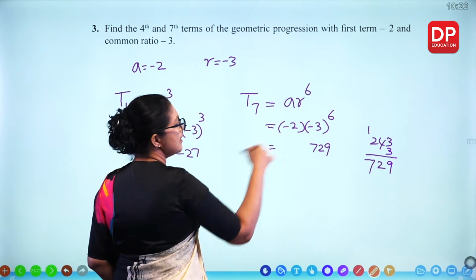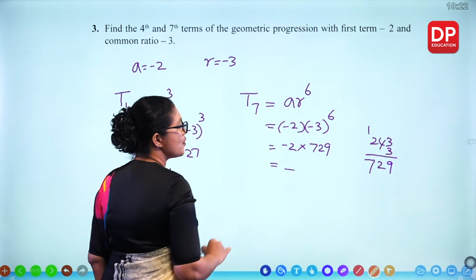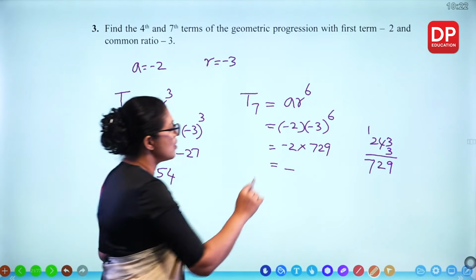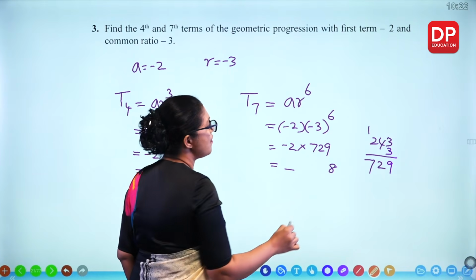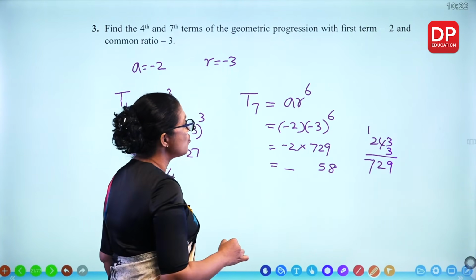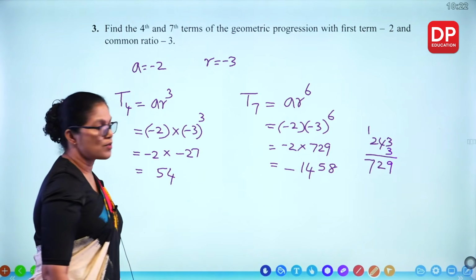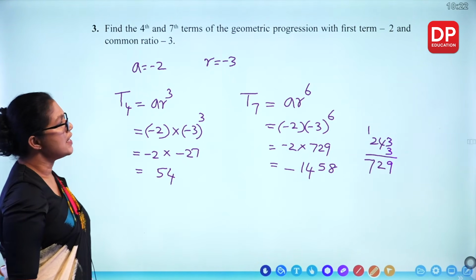729 here. That's positive. Multiplied by minus 2. You get a minus answer. 2 times 9, 18. 1 remaining. 2 times 2, 4 plus 1, 5. 2 times 7, 14. Minus 1458.